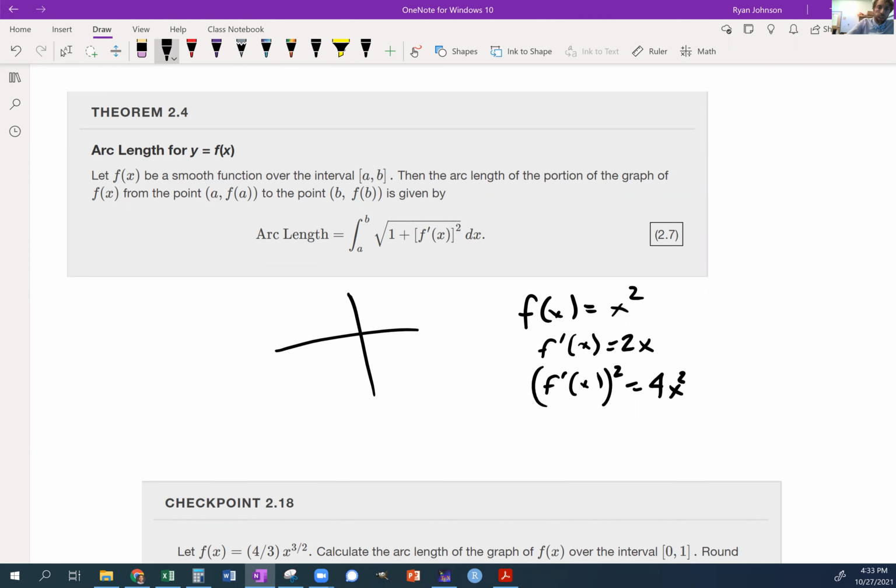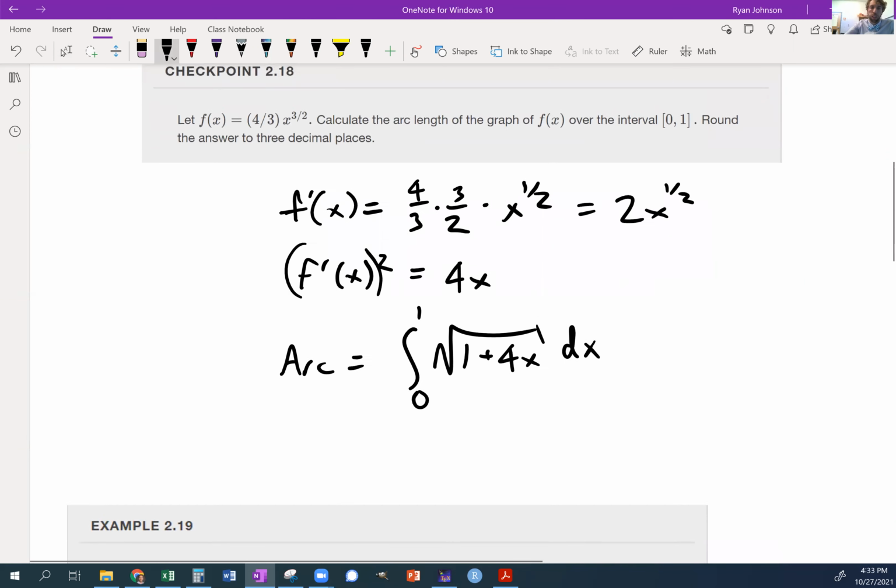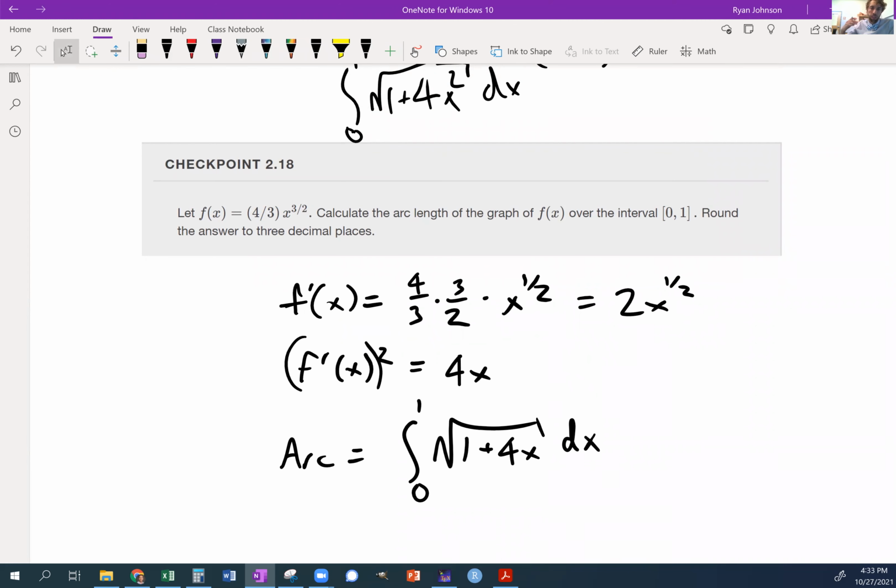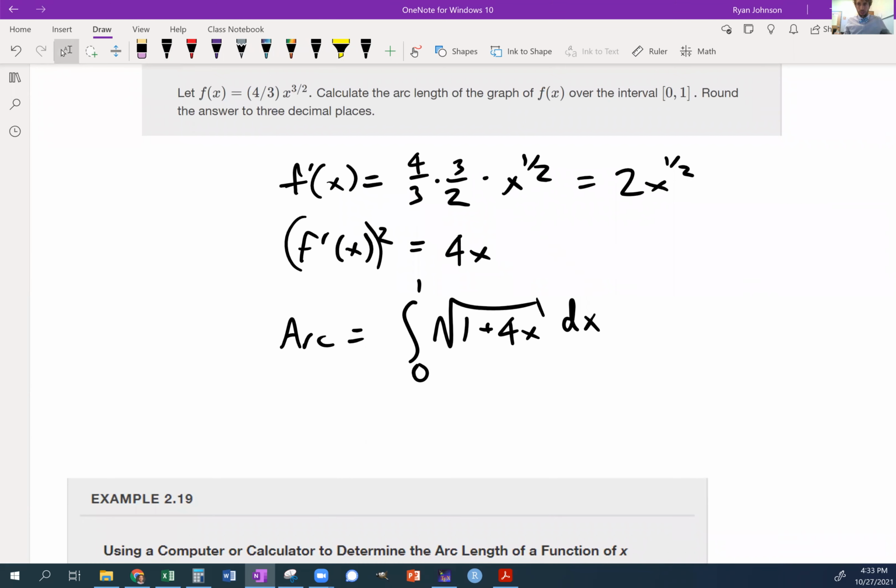So if you're looking at, say, a parabola from 0 to 1, the length of that parabola is going to be the integral from 0 to 1 of the square root of 1 plus 4x squared, where the 4x squared came from over there. We did this checkpoint in class for the 4/3 x to the 3/2 power, and we didn't have time to solve it, so let's solve it now.